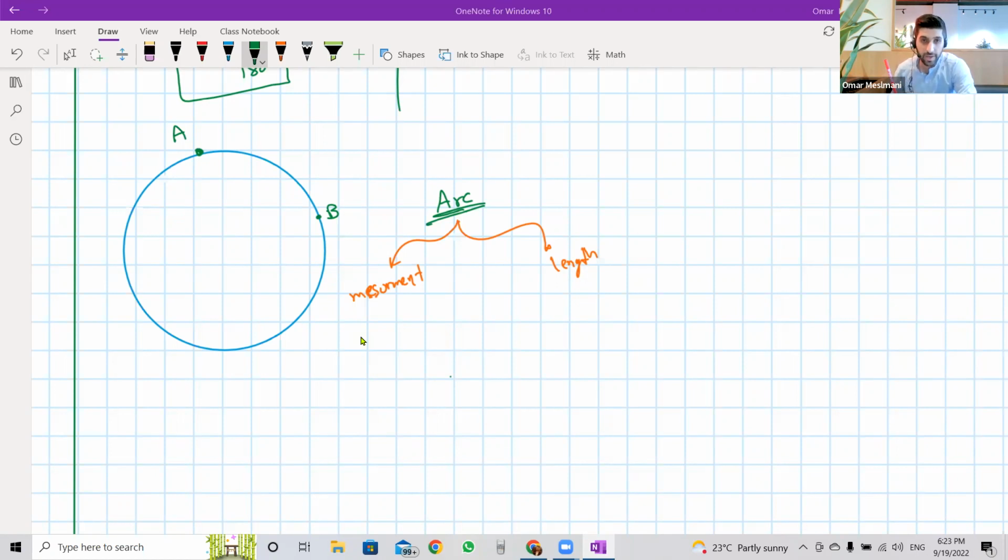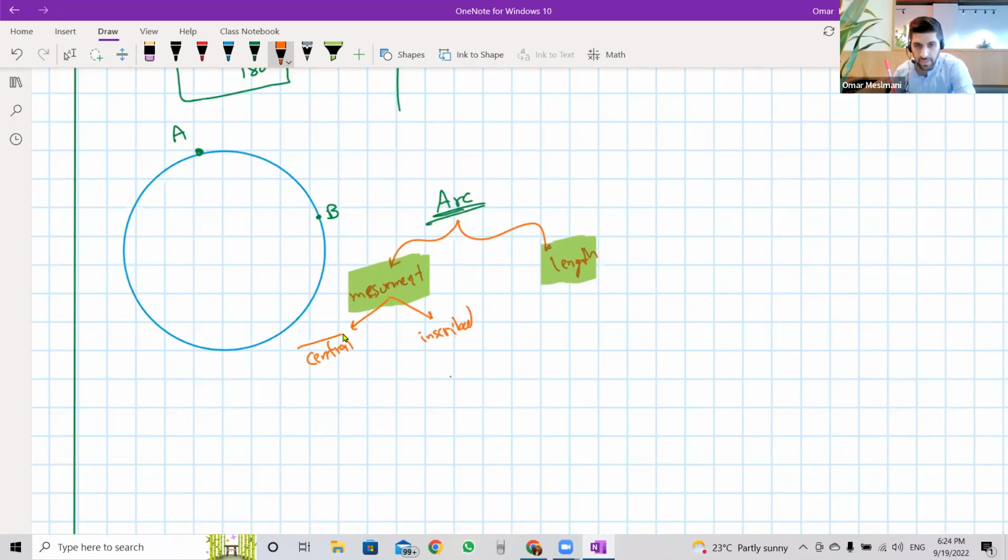Okay. So the arc concept: sometimes he's going to ask you for a measurement and sometimes for length. If he's going to ask you for a measurement, you need to look for two things: either a central angle or an inscribed angle.